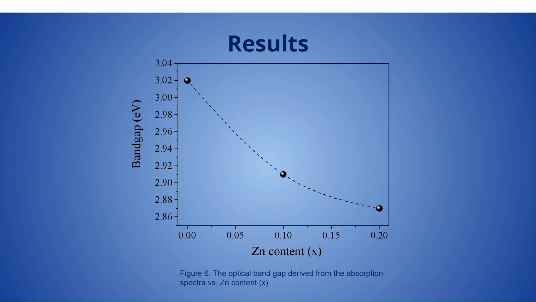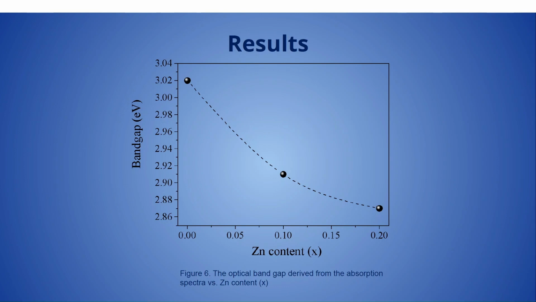In Figure 6, the optical band gap derived from the absorption spectra versus zinc content is shown. The optical band gap was calculated using the Tauc correlation. Optical band gap decreases with the increase of zinc content.